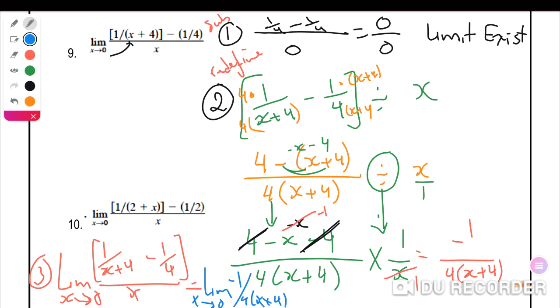You can use your calculator and you can solve it. It will be negative 1 over 16. I think it's trivial. Replace x by 0, the bracket will equal 4. 4 multiply 4, 16 in the denominator, and the numerator, it will be negative 1 over 16.